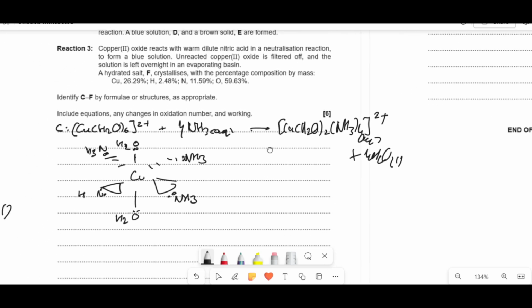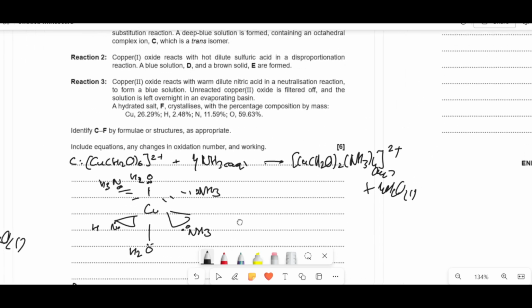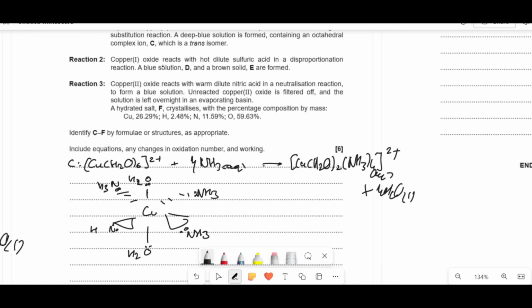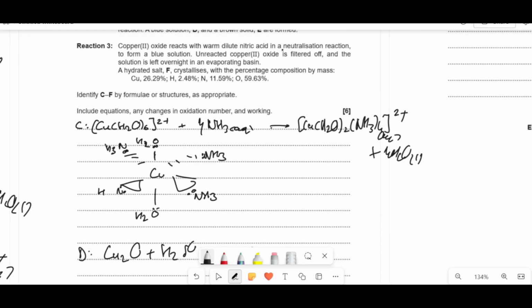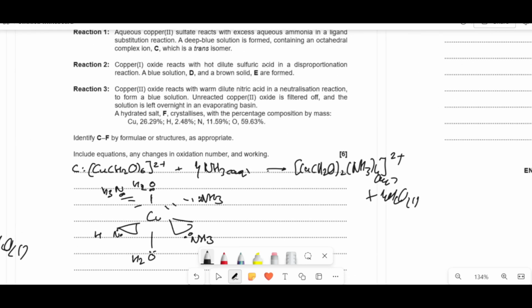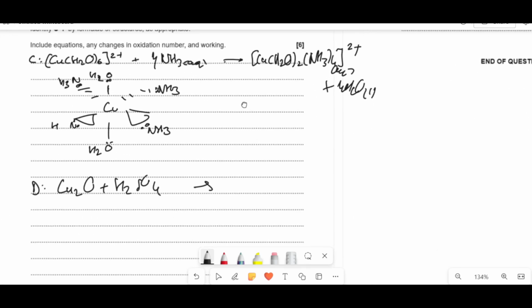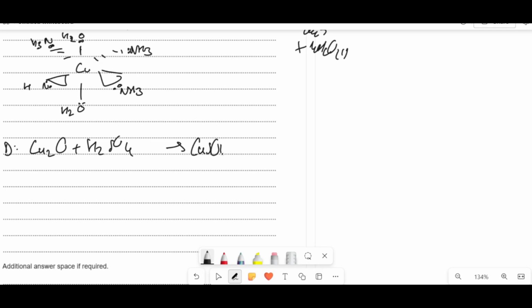Cool. Now we need to look at what happens with D. So in D, what's going on is that we're reacting copper(I) oxide, so Cu2O, with this acid, and it's a disproportionation reaction. So Cu2O plus H2SO4 is giving us what's going on here? Sorry, whoops. It's giving us a blue solution and a brown solid. So the blue solution must be CuSO4.